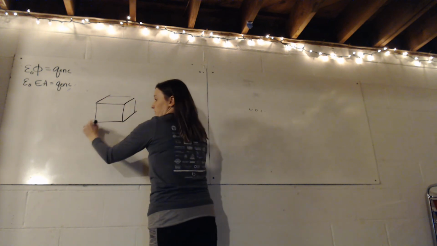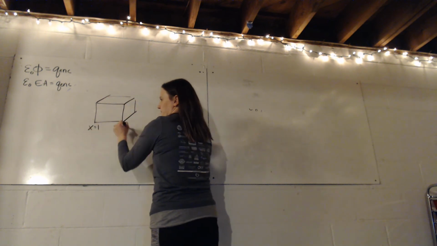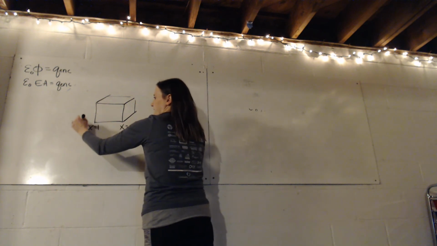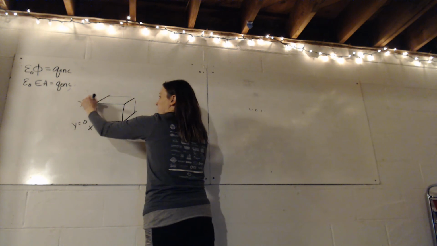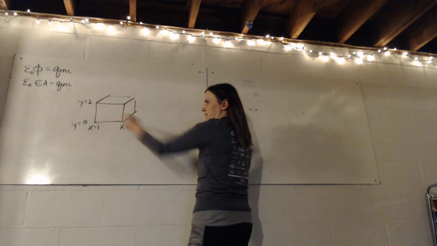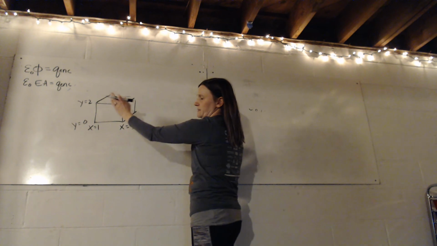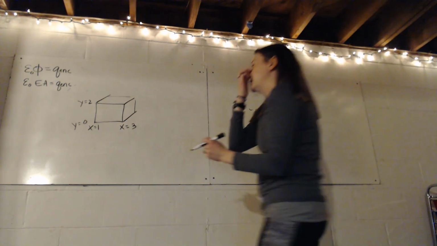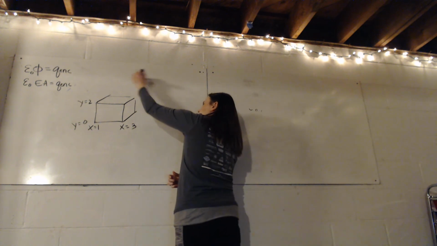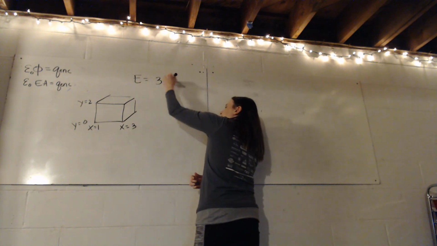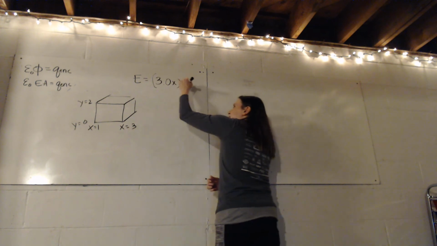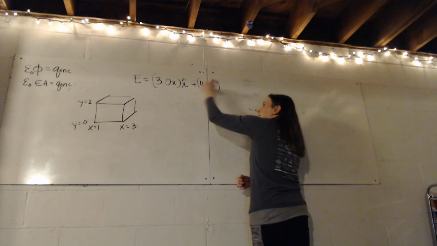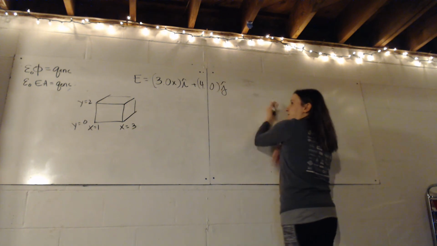But the cube went from 1 to 3 meters in X, and in Y it goes from 0 to 2. And if we want to do Z, which is 3-dimensional, this would be 0 and it was coming out at 2. We don't really need the Z right now. Okay, so the electric field for this cube was given as 3.0 X in I and 4.0 in J. So this is the electric field for this cube.